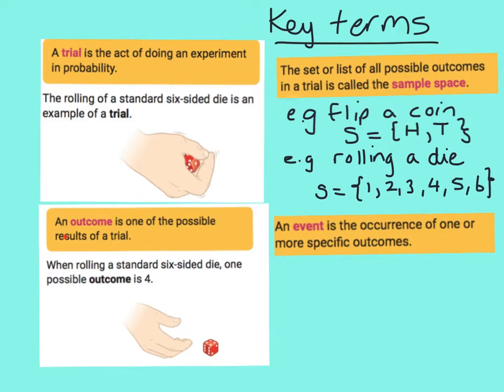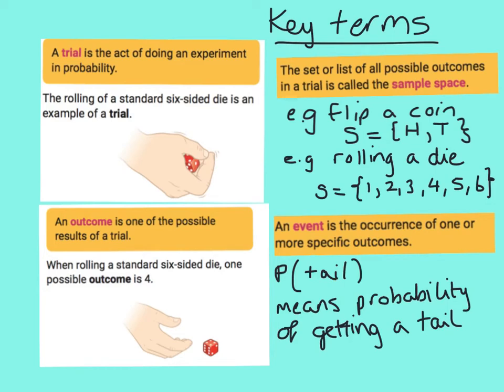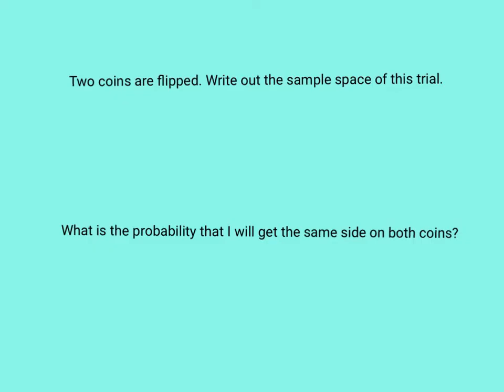And then an outcome is one of the possible results of a trial. So when rolling a standard 6-sided die, one possible outcome is 4. We can see that we've 6 possible outcomes here. Finally, the event is the occurrence of one or more specific outcomes. So when we refer to events, you will often see this notation P with brackets and tail, and that just means the probability of getting a tail. The event in this case is to get the tail when we flip a coin.